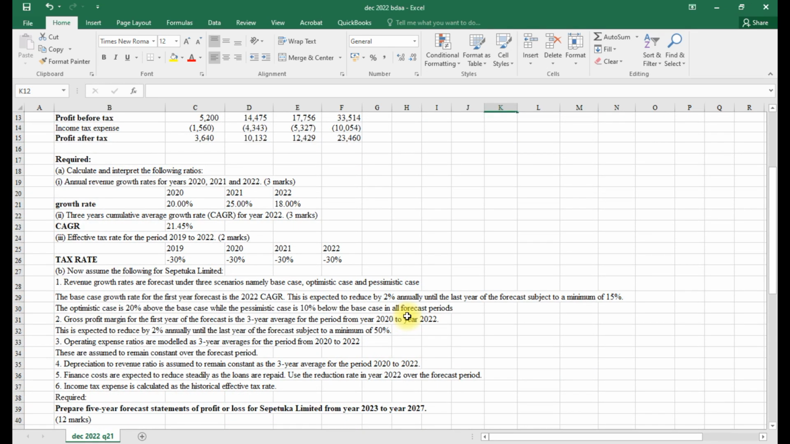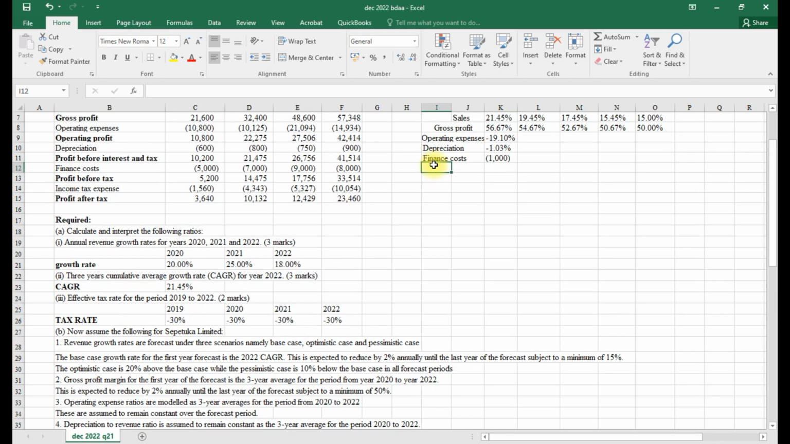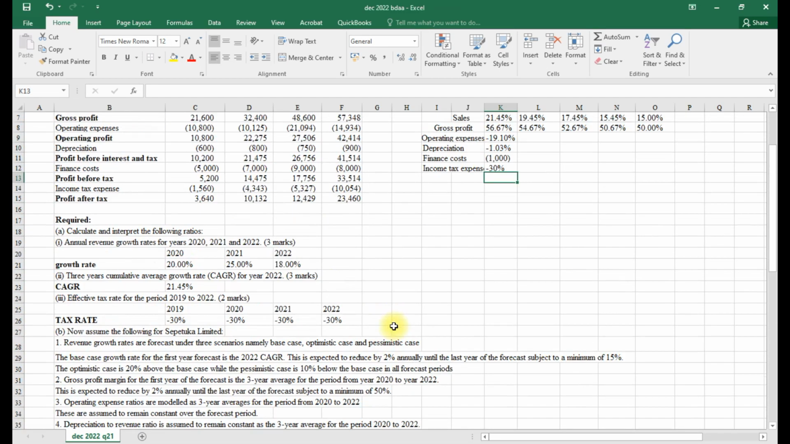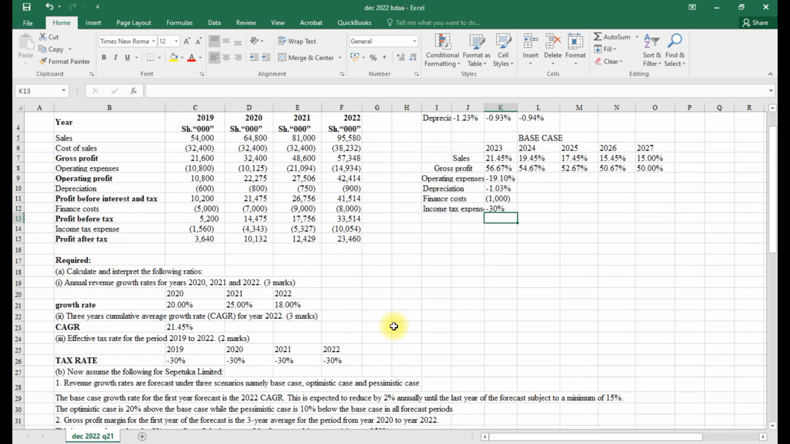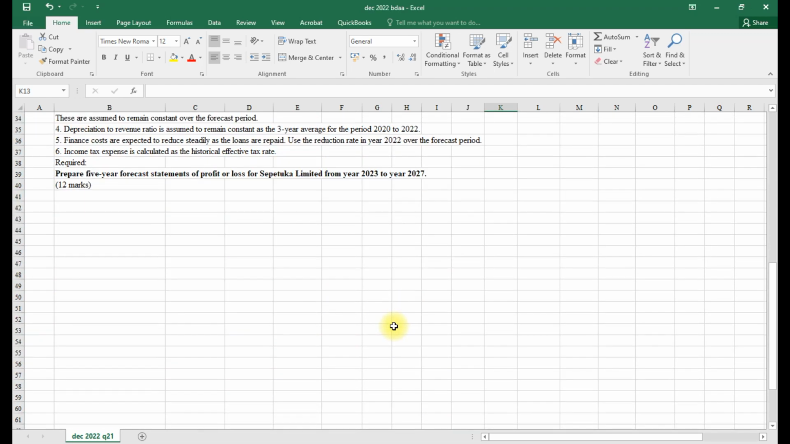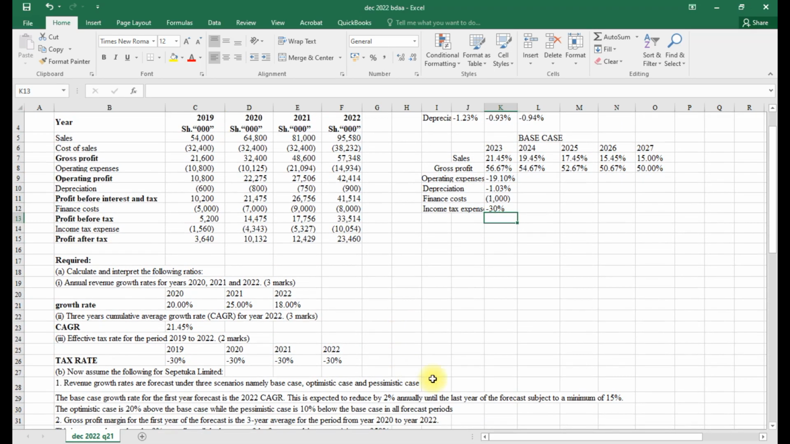Then income tax expense is calculated as historical effective tax rate. So for the tax expense, income tax expense is what already we have calculated here as the tax rate, effective tax rate of 30%. Those are our assumptions, or the calculations that we shall be basing on while we are calculating our equations. And I'll start now with the first one, the base case.